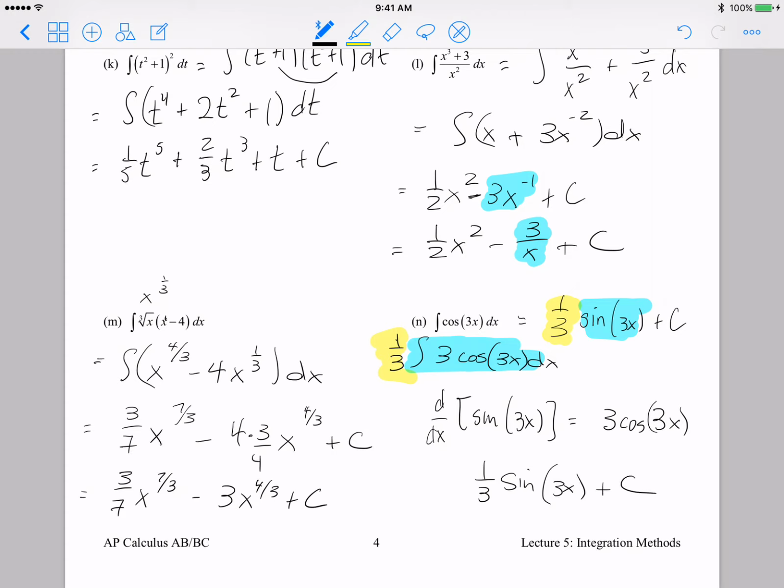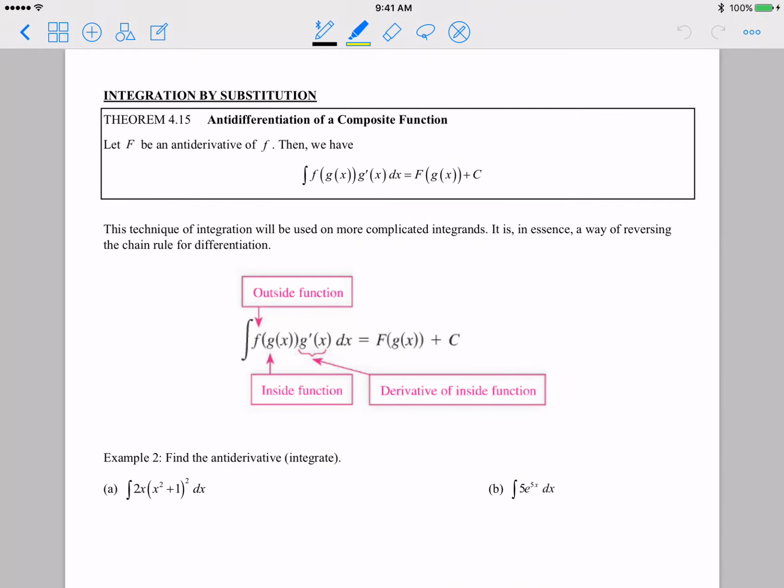And now if you were to take the derivative of this, you would get back what we originally started with. So you've got to be very careful to pay attention. Is there a constant there that you need to kind of account for? Okay, the next thing we want to talk about is integration by substitution.